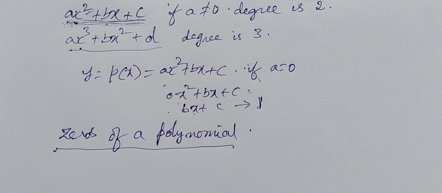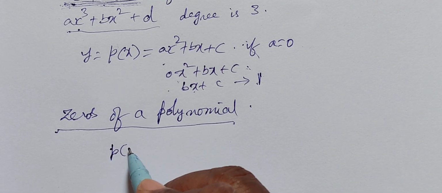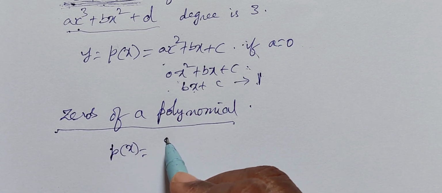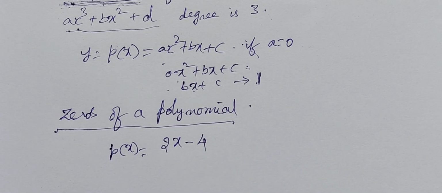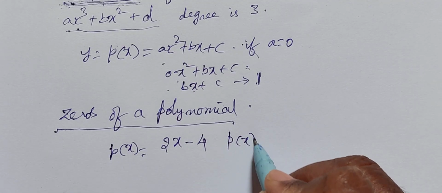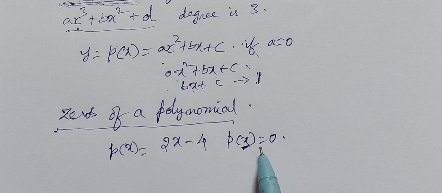Zeros of a polynomial, that means the value. If a polynomial is given, say p of x, we can represent it as p of x equals 2x minus 4. So this is the given equation. The values of x for which p of x becomes 0 are called zeros of a polynomial. Here I am not saying x becomes 0, I am saying p of x becomes 0. That is called a zero of the polynomial.